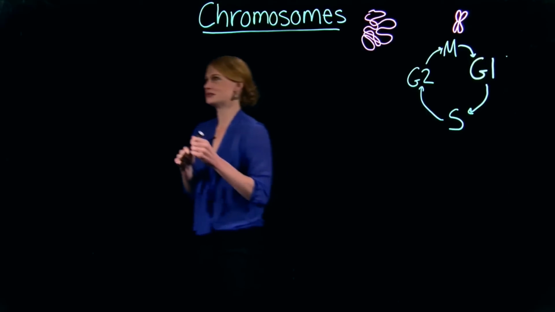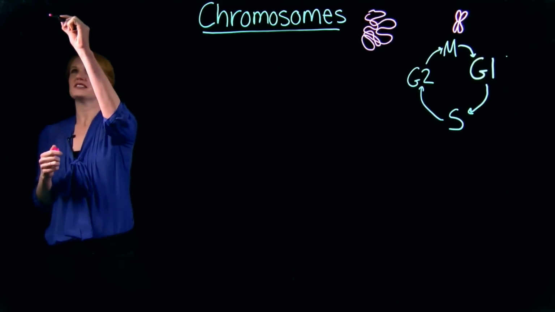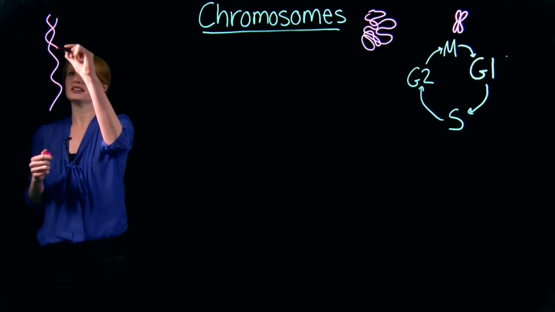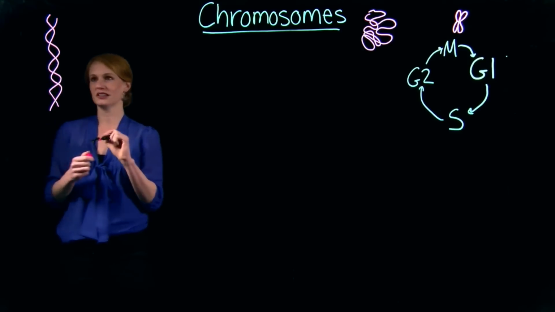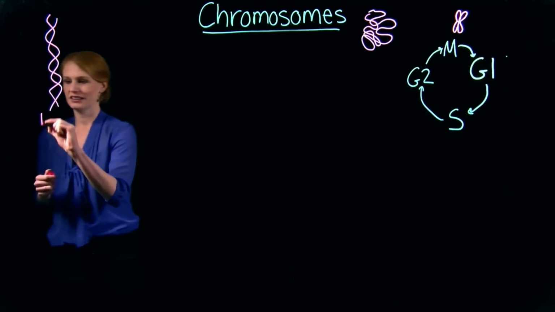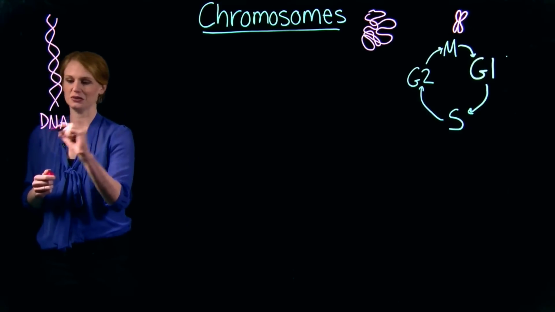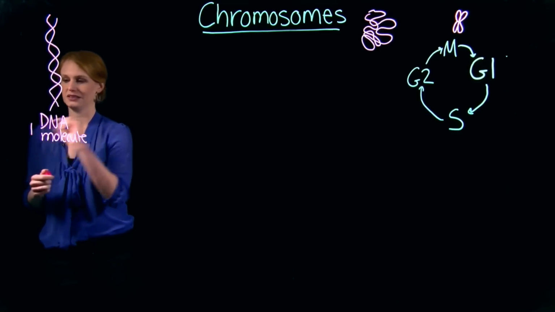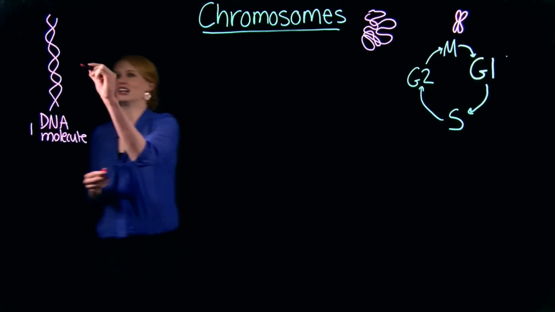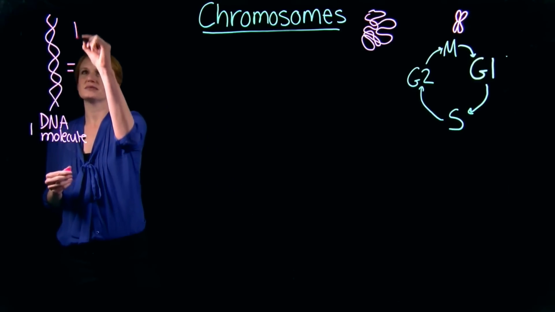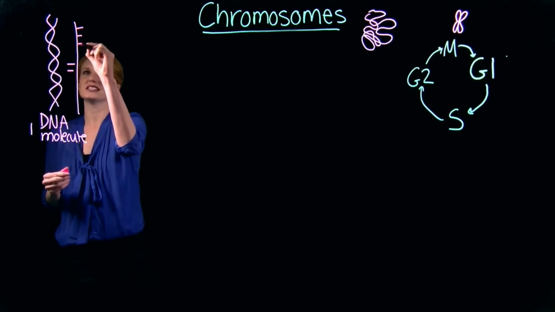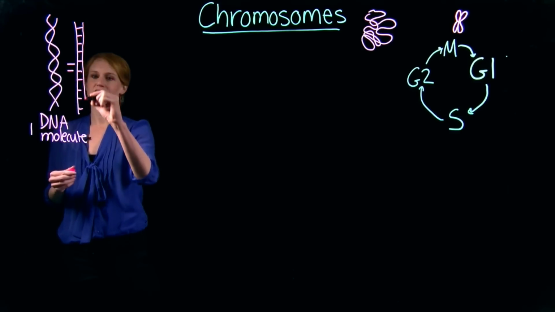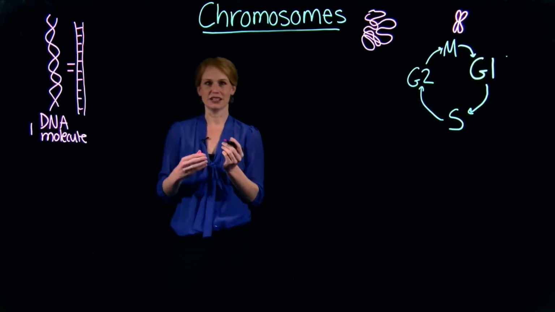So I'd first like to start with just the definition of a DNA molecule. So when I say DNA molecule, what I'm talking about is a very long double strand of DNA. So this would be one DNA molecule, a double helix. That's somewhat hard to draw, so sometimes you will see this depicted as a ladder. Same thing, one DNA molecule.